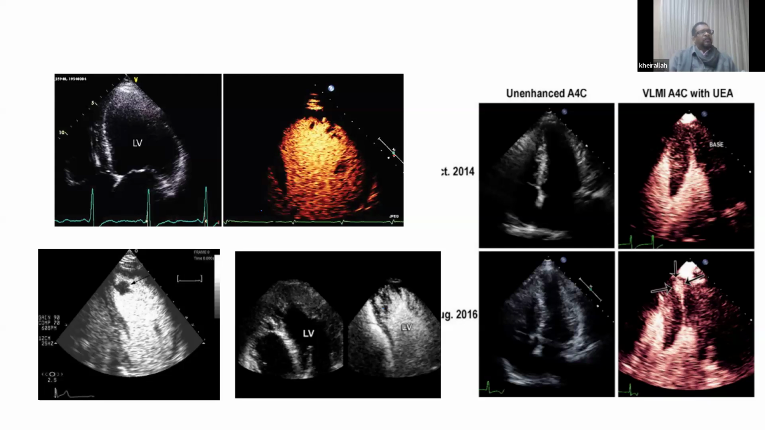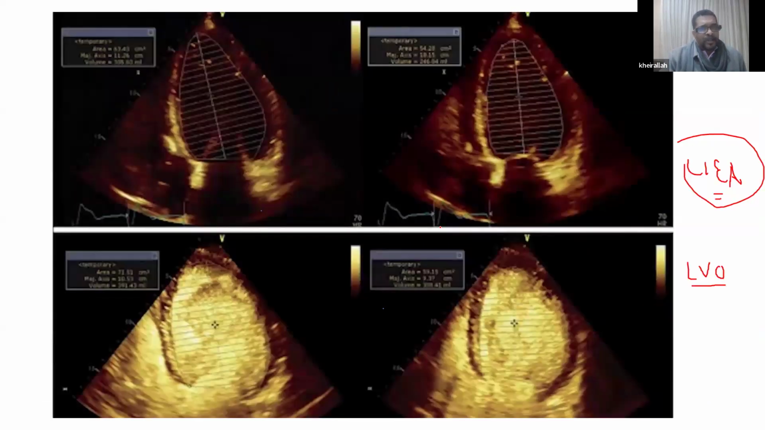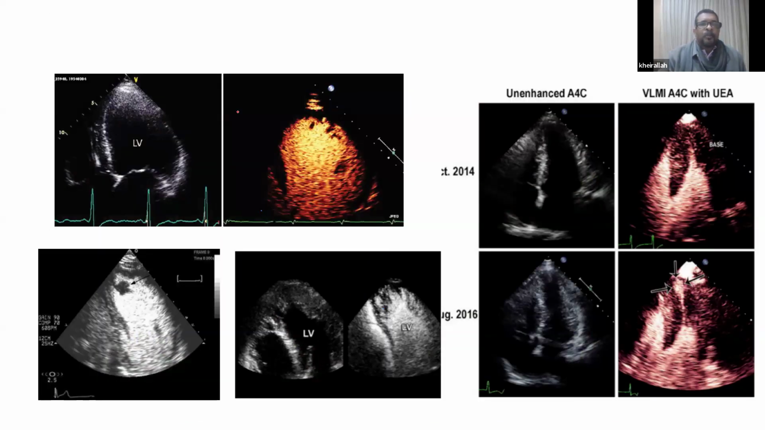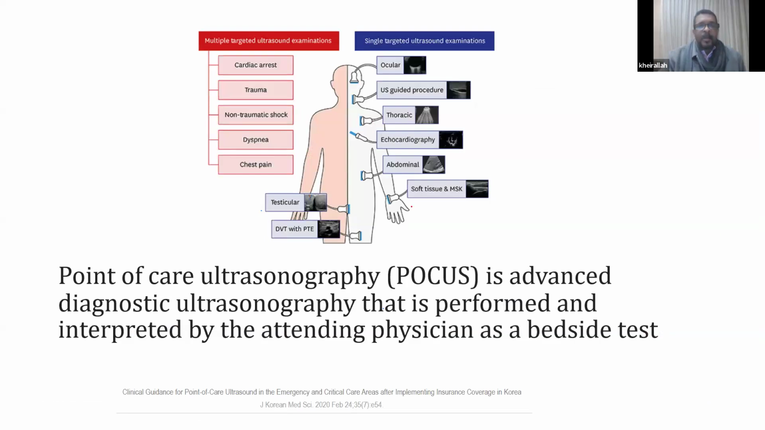What's the meaning of that? I can give contrast to disclose apical pathology that is not clear on plain echo. So these are the two utilities of contrast. One is for better delineation of the endocardial border for the assessment of LV function. Two, to disclose apical pathologies. If you are suspecting a thrombus, non-compaction, or apical hookum, not well seen by plain echo, you give contrast.